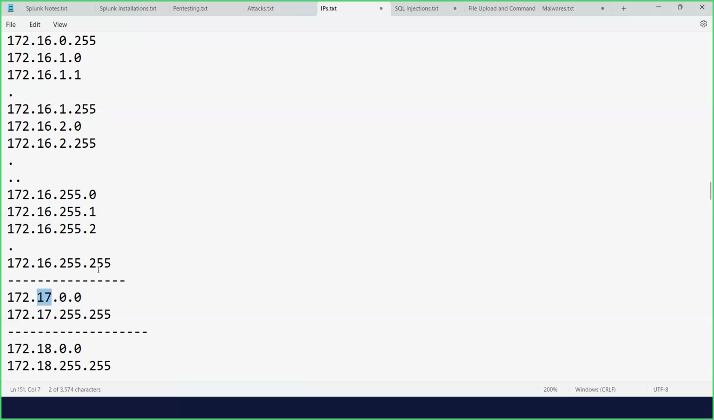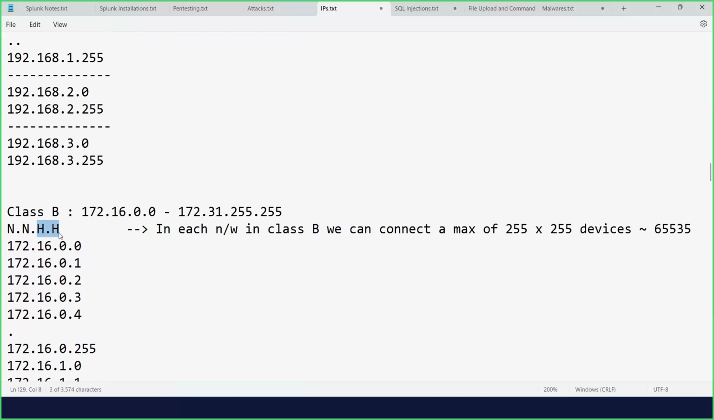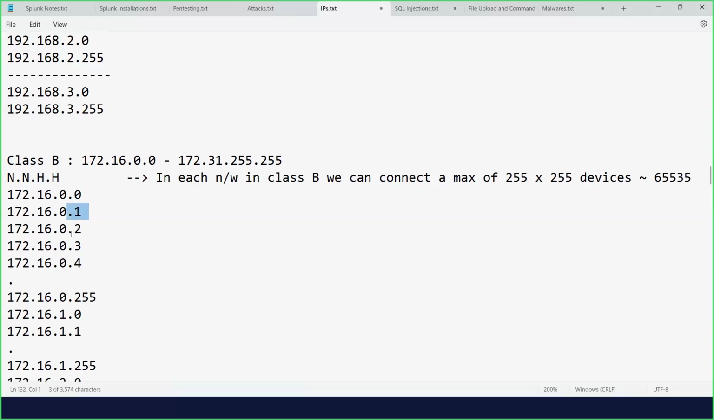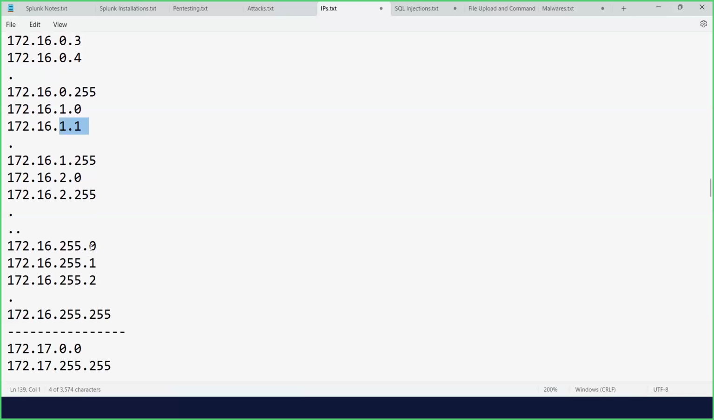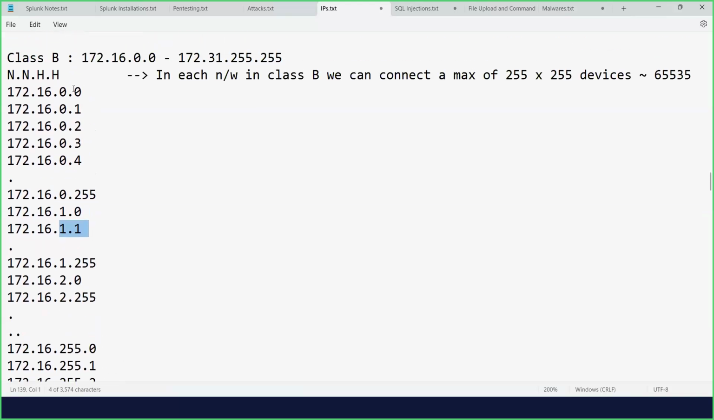Same exact logic. As long as the host portions are changing, it just indicates a change in the host. So this is the first host, the second host, the third host, the fourth host, the 255th host, and this is the 256th host, okay, 257th host, okay. Like that, you can connect a maximum of 255 into 255 hosts. Since there are two octets of host portions, you can connect 255 into 255, okay.